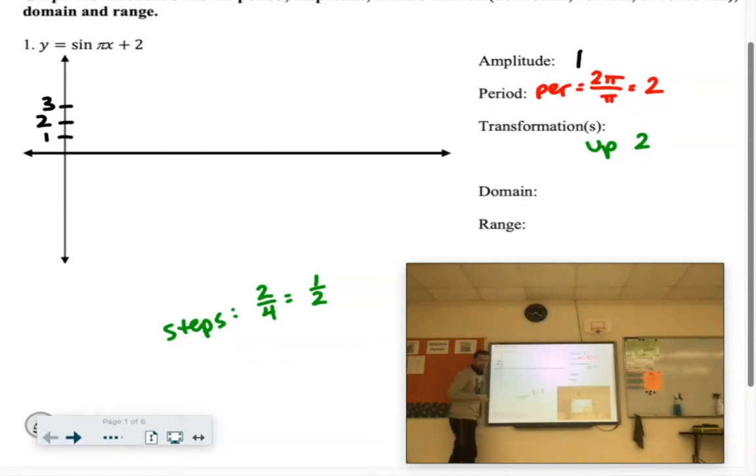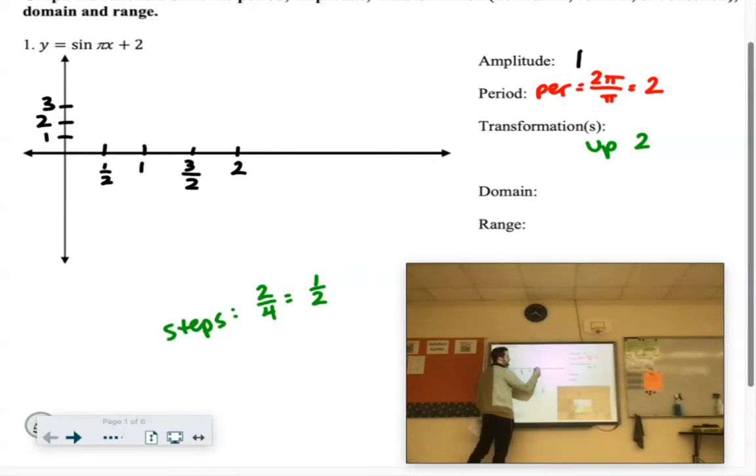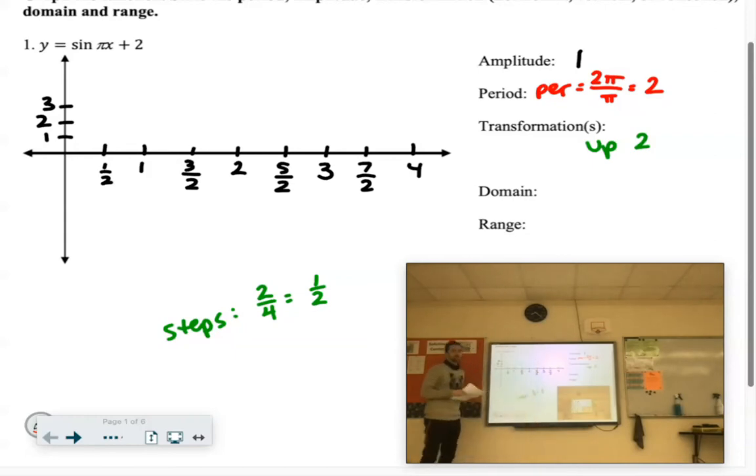And remember, our steps are at 1/2. So here would be 1/2. Here would be 2/2, which is 1 whole. Here would be 3/2, and here would be 4/2, which is 2. And that would give us 1 full cycle, which I believe is all they're asking us to do. But let's get a little wild here, and let's do 2 cycles. So 3/2, 4/2, 5/2, 6/2 is 3, 7/2, 8/2 is 4. This would give us 2 full cycles, which again, they didn't ask us to do. We're just cool like that.